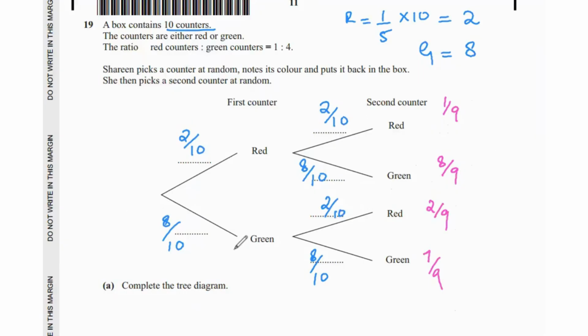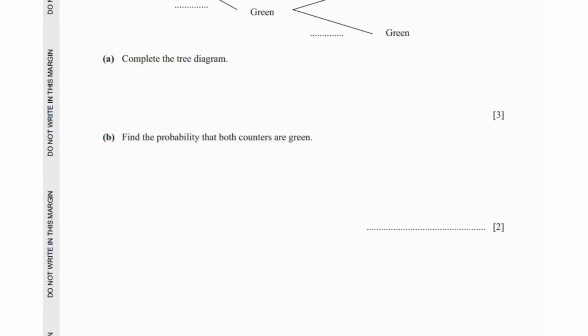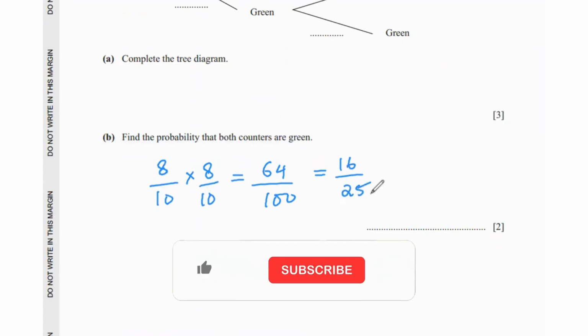And this is for the case when she's putting the counter back. So as you can see through this question, I explained two different things to you, which most kids confuse almost all the time. Then it says find the probability that both counters are green. So for both counters being green, we do 8 out of 10 times 8 out of 10, which is 64 out of 100. That is the probability. If you want to simplify it, you can simplify it and it becomes 16 out of 25. 64 out of 100 would also work, but you can even simplify it if you want to.